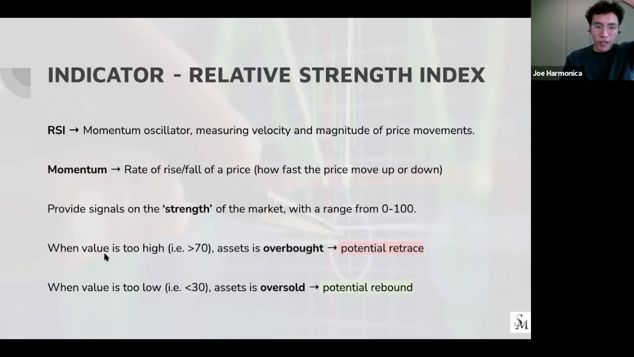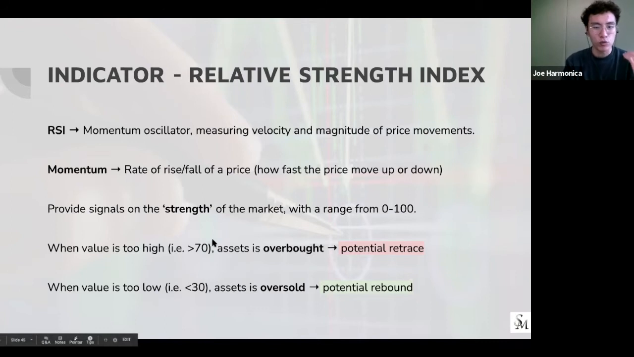So when the value of RSI is too high, let's say over 70 or over 80, it tells you that the asset is actually overbought. Too many buyers buying in. So right now it is at a potential resistance already, so it might retrace.